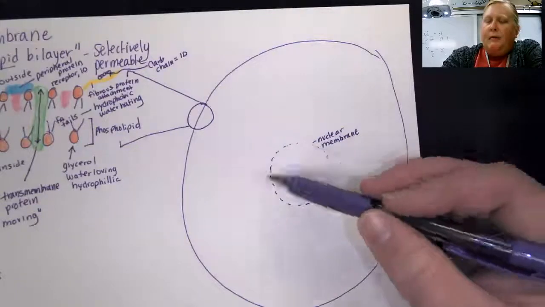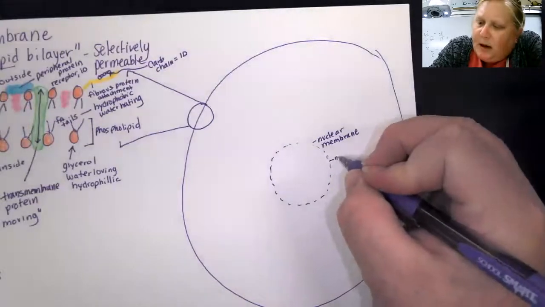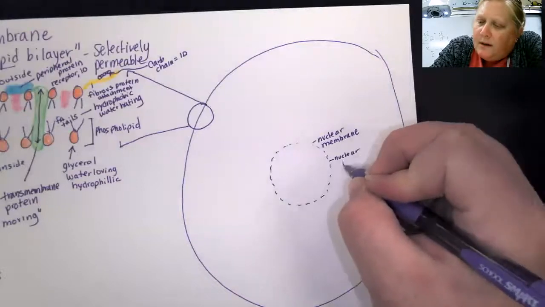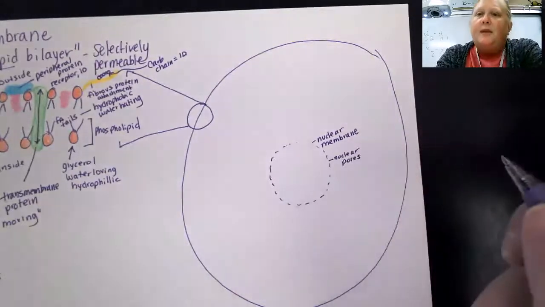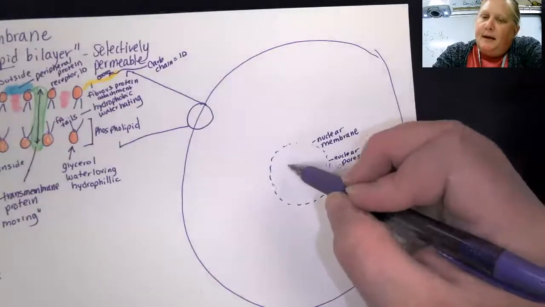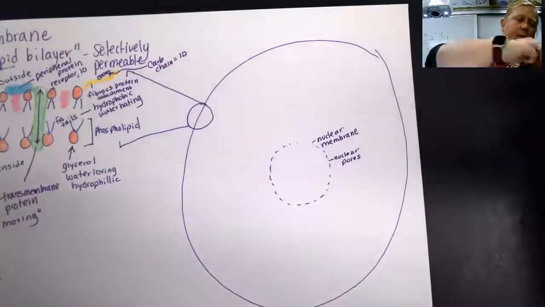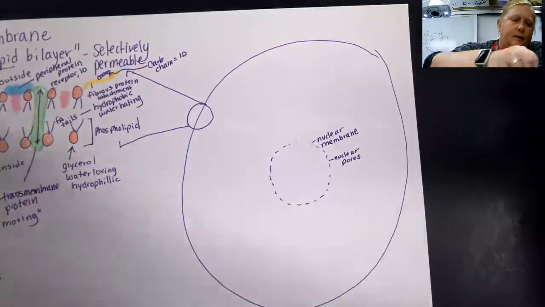And the nuclear membrane, notice that it has these open spaces, so we call these nuclear pores because we have to be able to let things out of it. And inside here, I'm going to put some color in here.